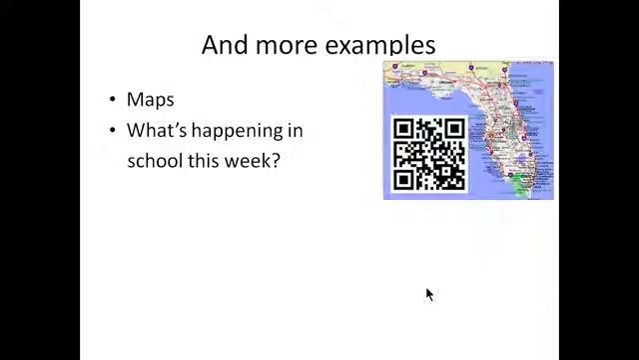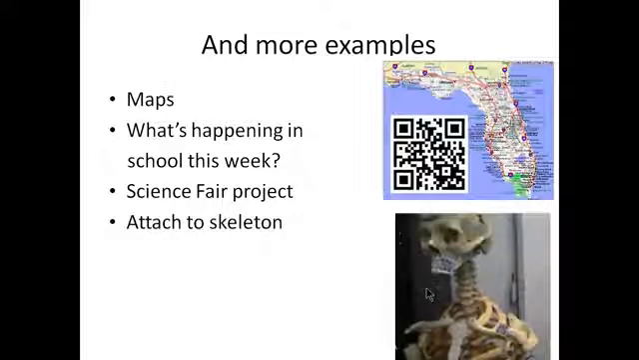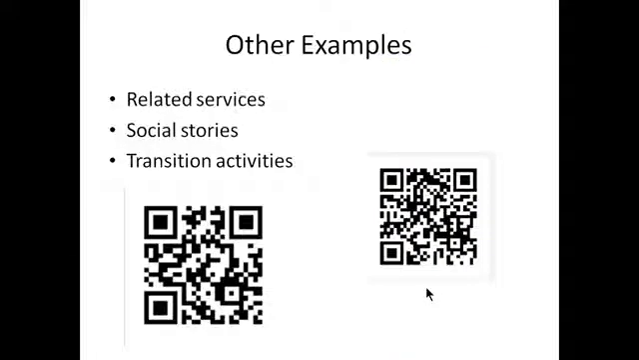A code could be taped to a mirror in a bathroom, on the door of a bathroom stall, or bulletin boards throughout the school. Science fair projects. Imagine a student describing the science fair project in a video format, or maybe the video is a demonstration of what actually transpired during the experiment that was conducted. This is an example of codes that are attached to a skeleton, so those could link out to more information about the bones or the muscles that attach to those bones.